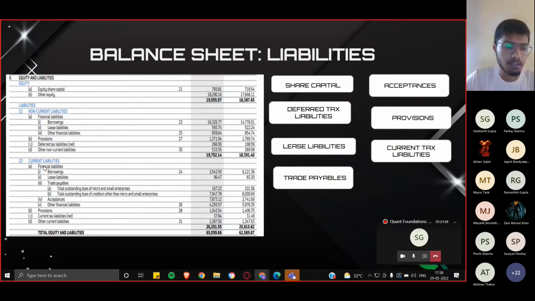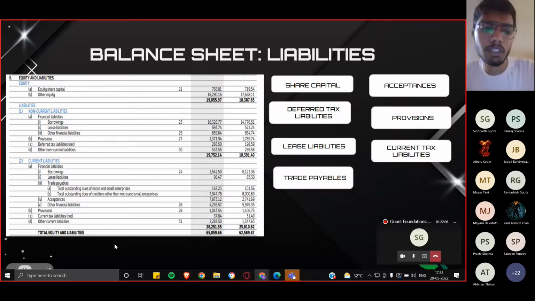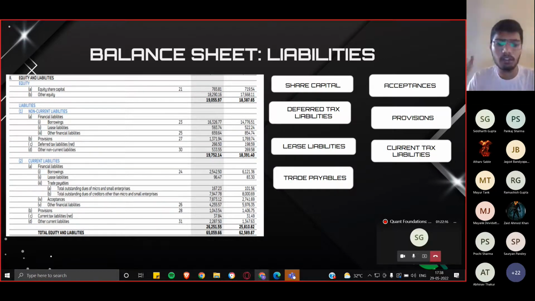Then current liabilities: financial liabilities, borrowings, trade payables, same, I have talked about it earlier. Acceptances is basically whatever money you have to pay out for the goods you have purchased from any other entity. That comes under the acceptances. Other financial liabilities, provisions, same. Current tax liabilities, net, and other current liabilities.